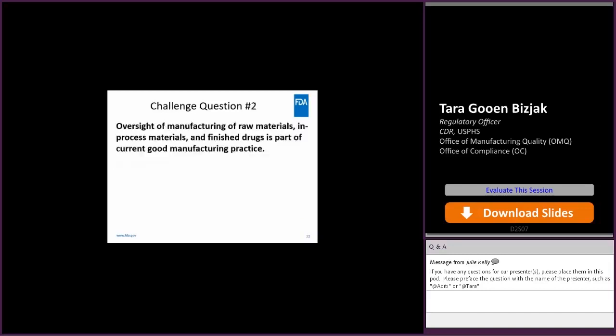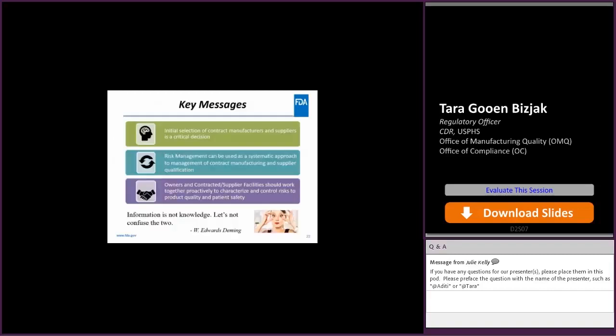Okay, the second challenge question. Oversight of manufacturing of raw materials, in-process materials, and finished drugs is part of current good manufacturing practice. True, false, and for those that like to hedge their bets, maybe true, maybe false. So the answer is true. The oversight of manufacturing raw materials, in-process materials, and finished drugs is part of current good manufacturing practice, and that was added to the regulations in 2012.